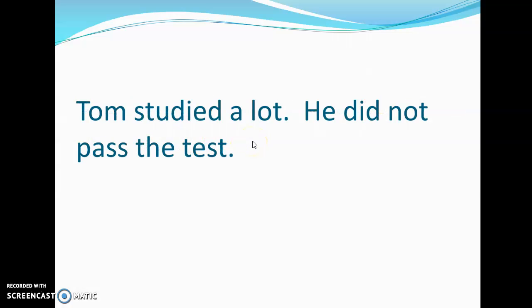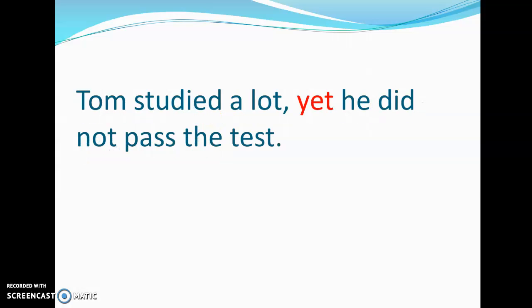Next, Tom studied a lot, period. He did not pass the test. So he studied a lot and he didn't pass the test. So it's like two opposite things. What do we put? Yet. It's like but. So Tom studied a lot, comma, yet he did not pass the test.